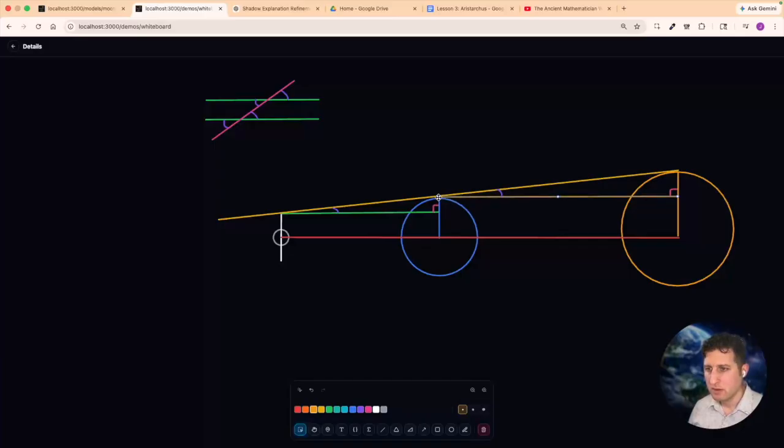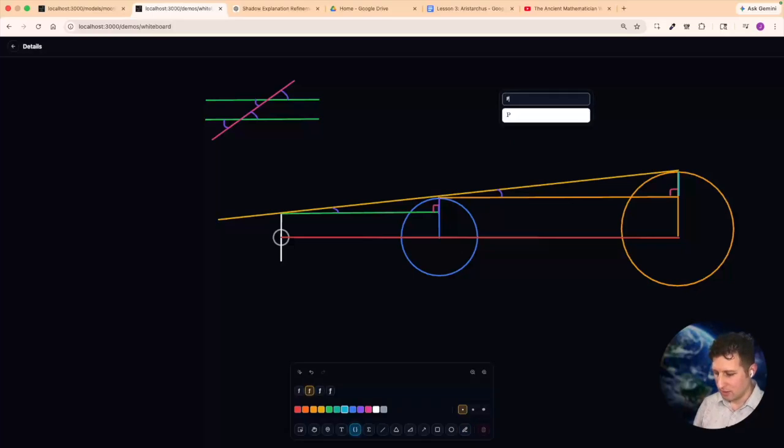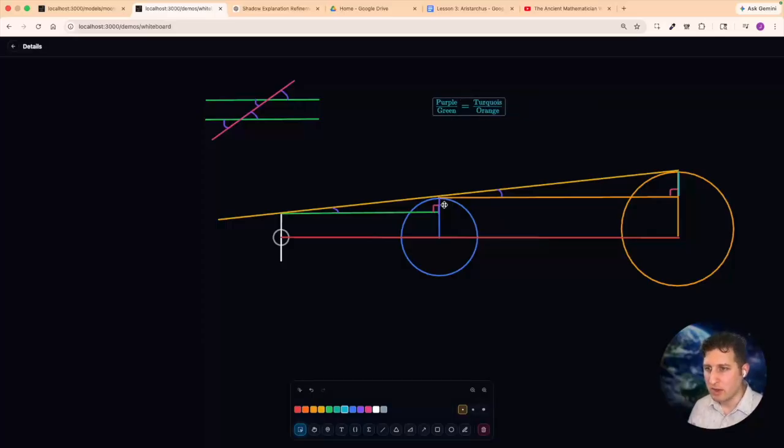Purple, if you think about purple divided by green, purple divided by green is equal to, let's choose this color here, turquoise divided by orange. Let me write that equation so it's clear in our heads. Purple divided by green is equal to turquoise divided by orange. Can you see that? The purple line divided by the green line is equivalent to this turquoise line divided by the orange line, right?